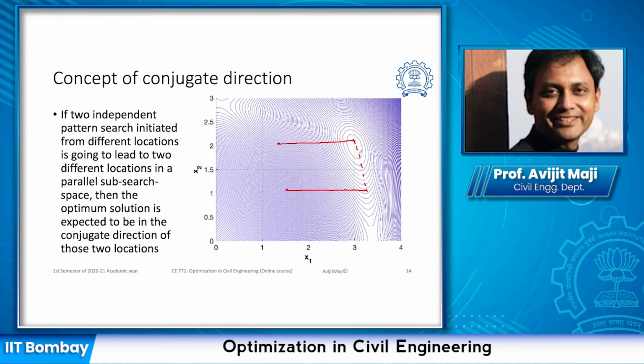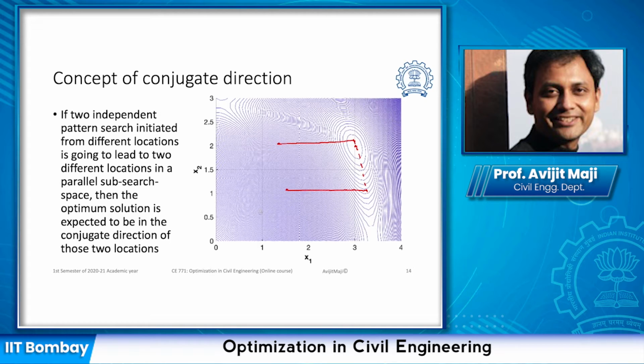And the concept here says that the optimum solution is expected to lie along this conjugate direction somewhere. So if we do a search along this direction, we move very close to or at the optimum solution. So in this case, the optimum solution is here, and we can reach closer to the optimum solution by choosing two parallel subspaces which have been started from two different points.